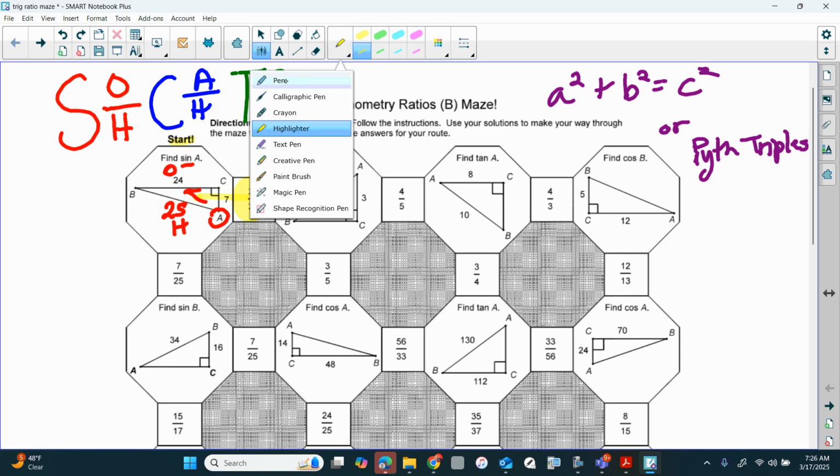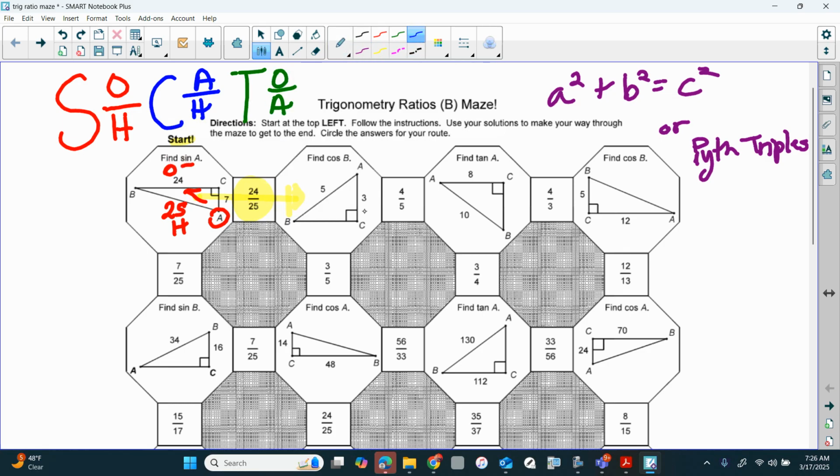This is also a triple. It's 3, 4, 5. And now they want us to do the cosine of A. Oh no, cosine of B. So I'm going to circle that reference. Cosine is adjacent. Remember, the adjacent side is the side right next to the angle. So this is the adjacent over hypotenuse. There's 5. So that would be 4 over 5, which means I'm going to this ratio here.